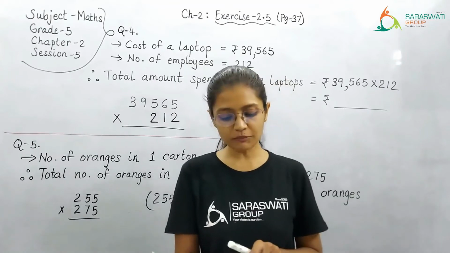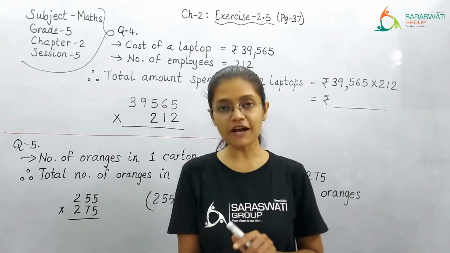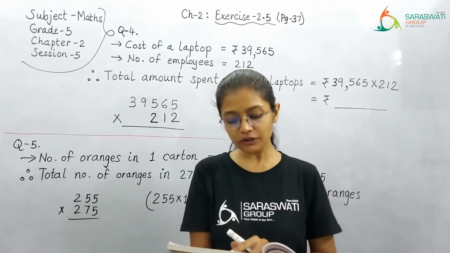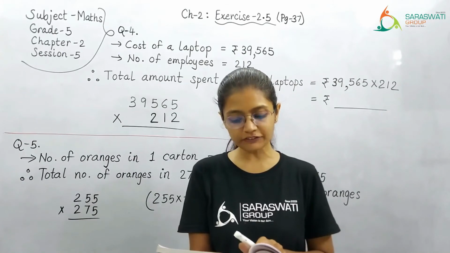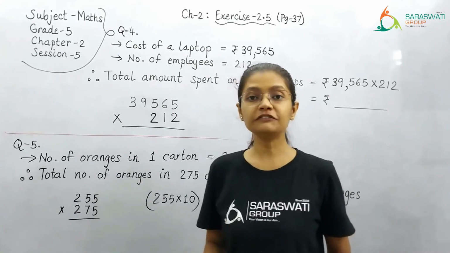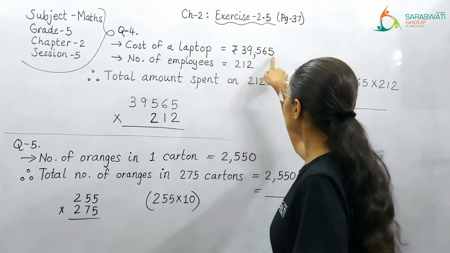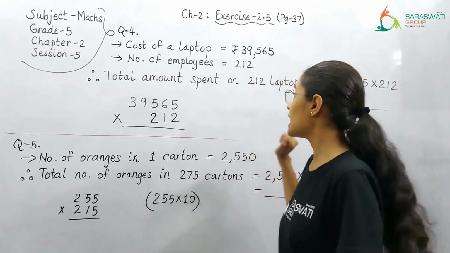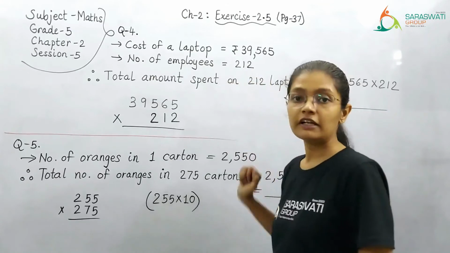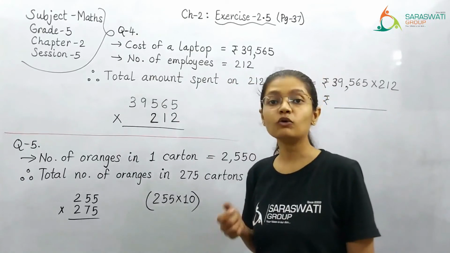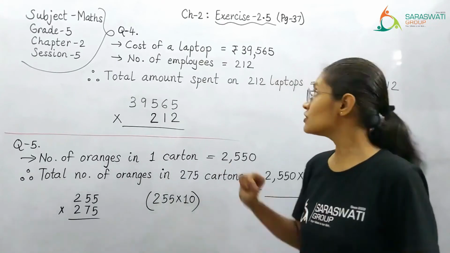Now students, question number 4. The cost of a laptop is rupees 39,565. Find the total spending on laptops which are given to 212 employees of a company. So students, we will write the statement. Cost of a laptop is equal to the amount given in the question, right? Then number of employees is equal to 212, right? However many employees there are, that many laptops have to be given, right? So what will be the number of laptops?